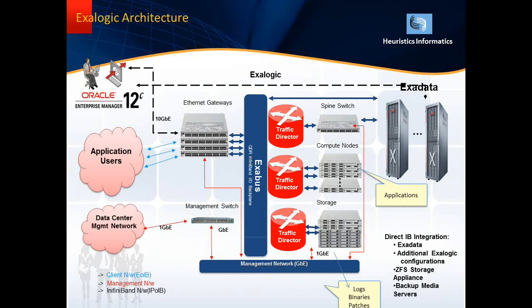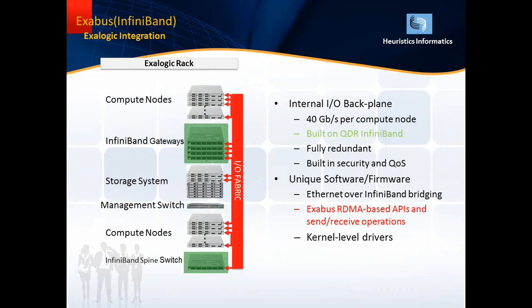And this is the Exalogic architecture, which integrates each and every component with the help of the architecture and the traffic director. The next one is the ExaBus. This is the IO fabric. Now, how are we integrating all these components? We are integrating all these components with the help of this IO fabric. This is the architectural feature of Elastic Cloud.